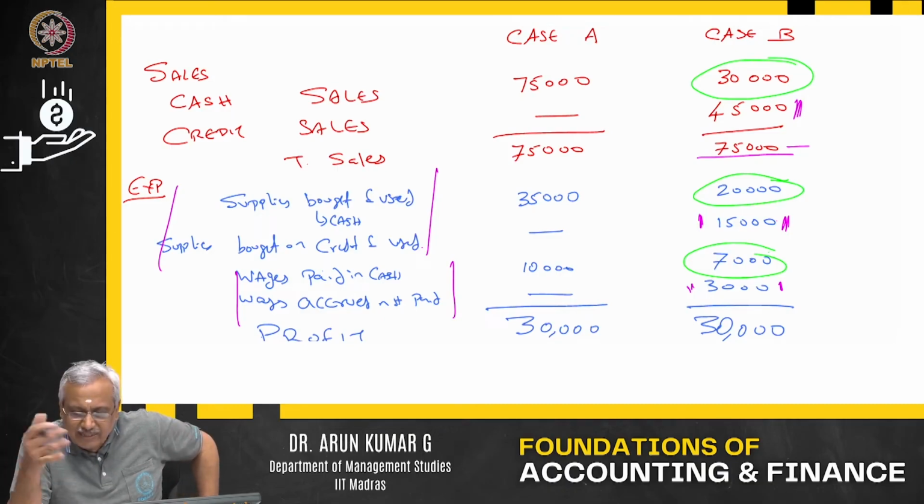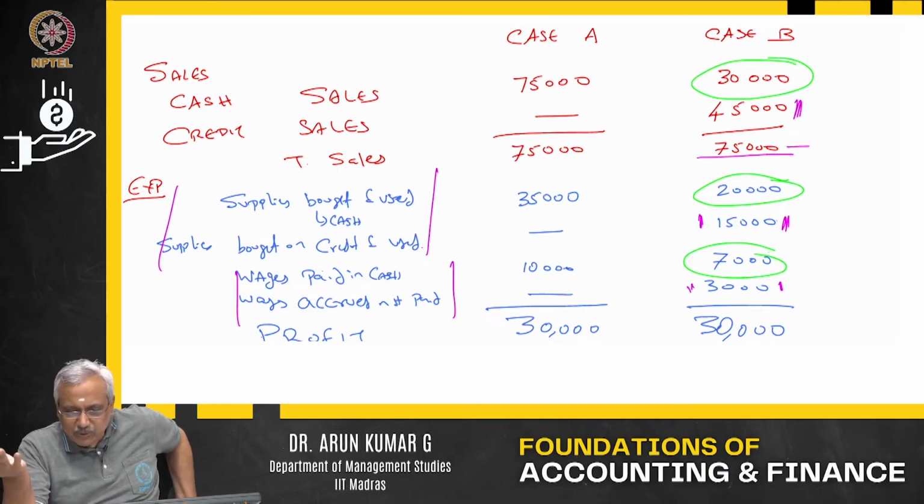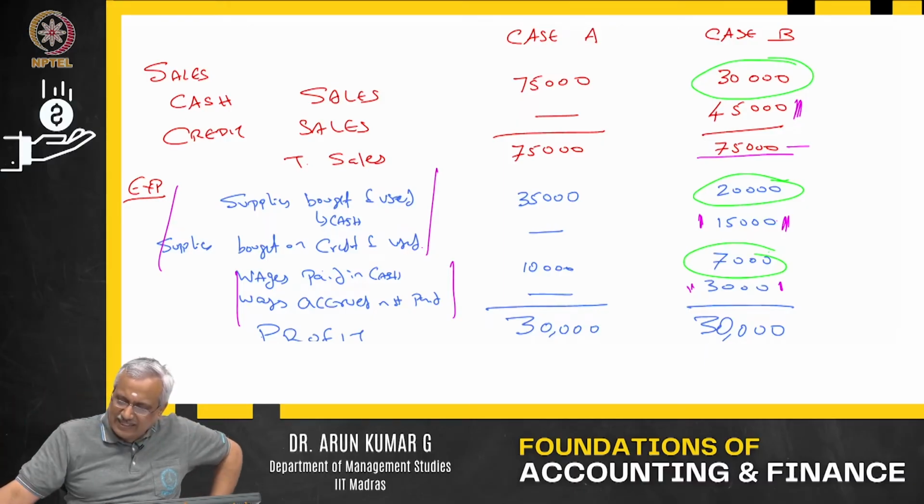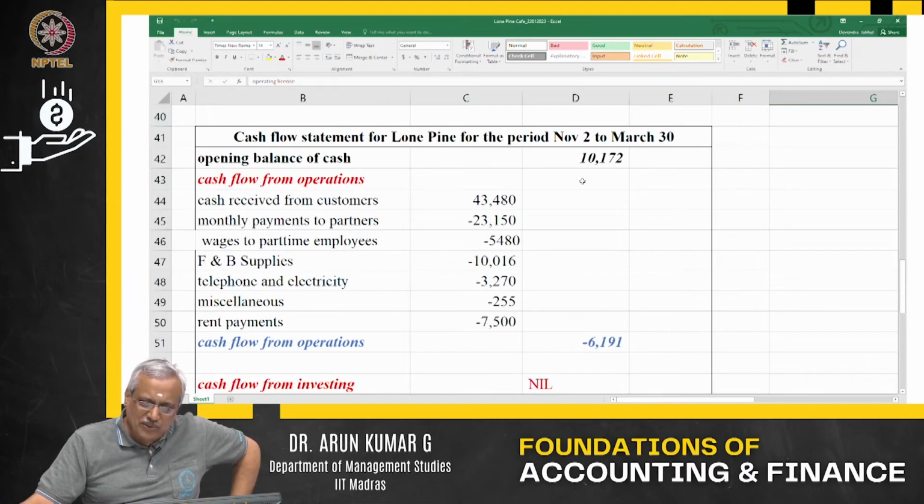So I need the balance sheet as well as the income statement to do what is called the indirect method of cash flows. That is how it is basically done. Now, having said that, let's go back to Lone Pine Cafe and prepare a cash flow statement under the indirect method.